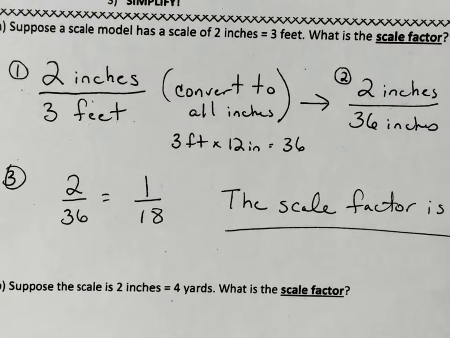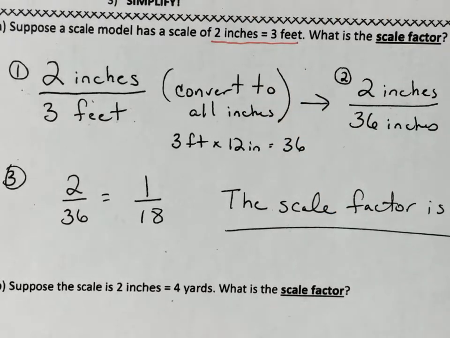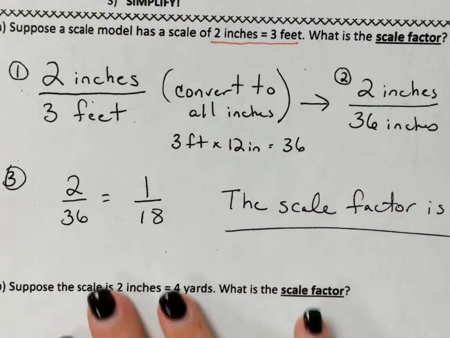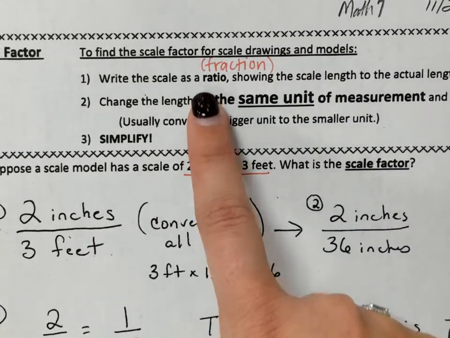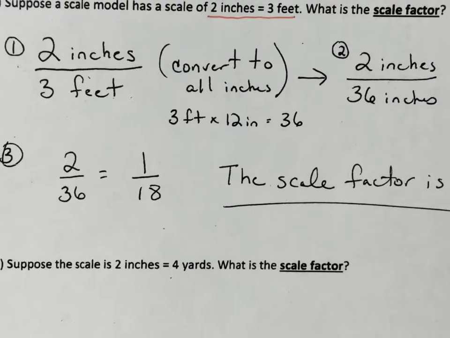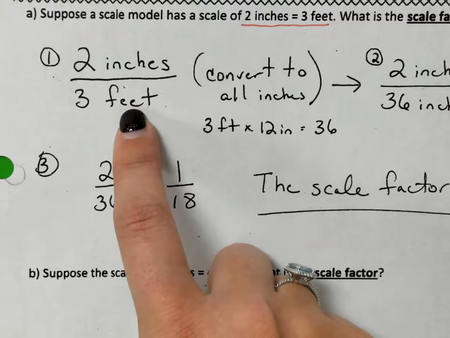It says to suppose a scale model has a scale of 2 inches, which equals 3 feet. They want to know what the scale factor is. So my scale is 2 inches, which equals 3 feet. So my first step up here is to what? Write the scale as a ratio. So that means I'm going to write 2 inches over 3 feet.